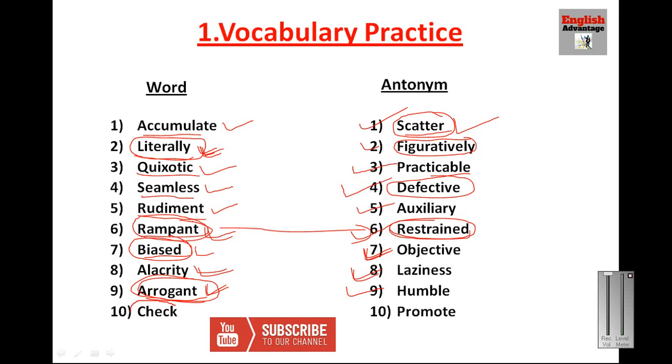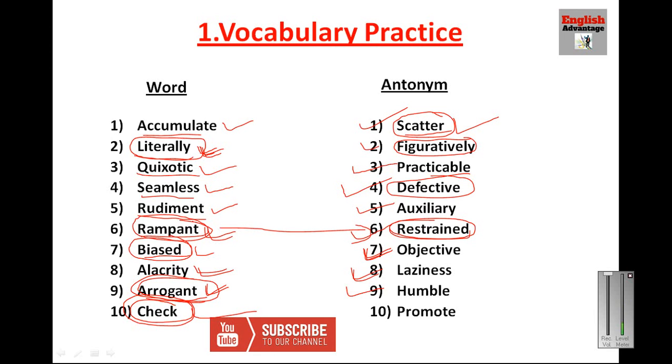Check. We need to check the increasing population of India. Check means to stop something from growing further. So check, or at the same time, promote means you are not checking, you are promoting it. So promote will be the equivalent antonym of this word.